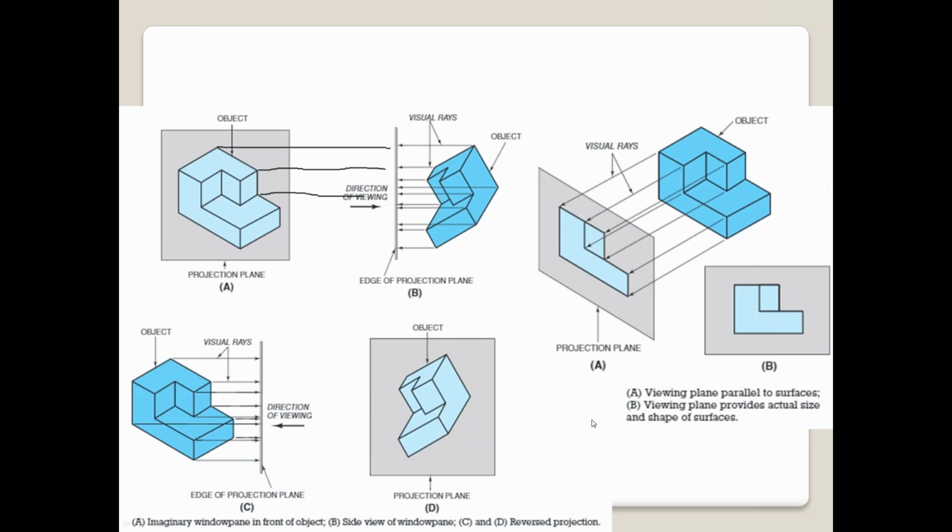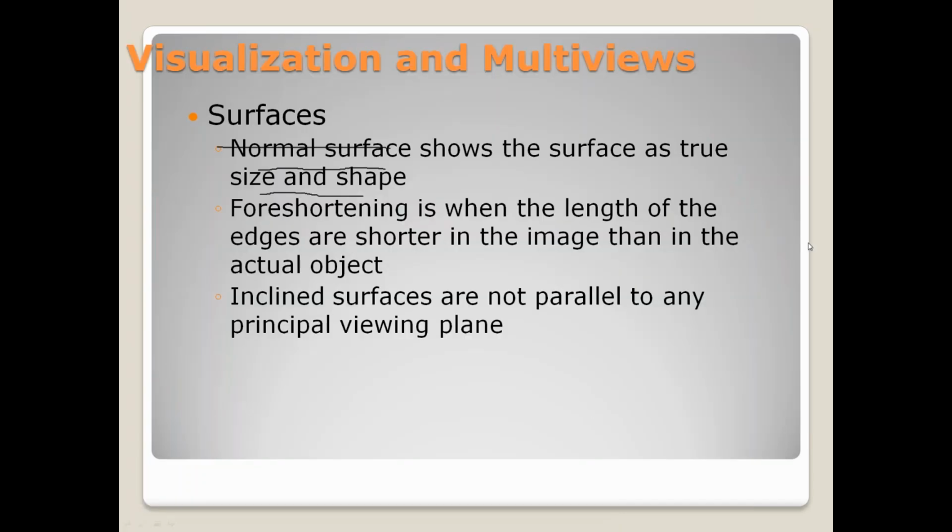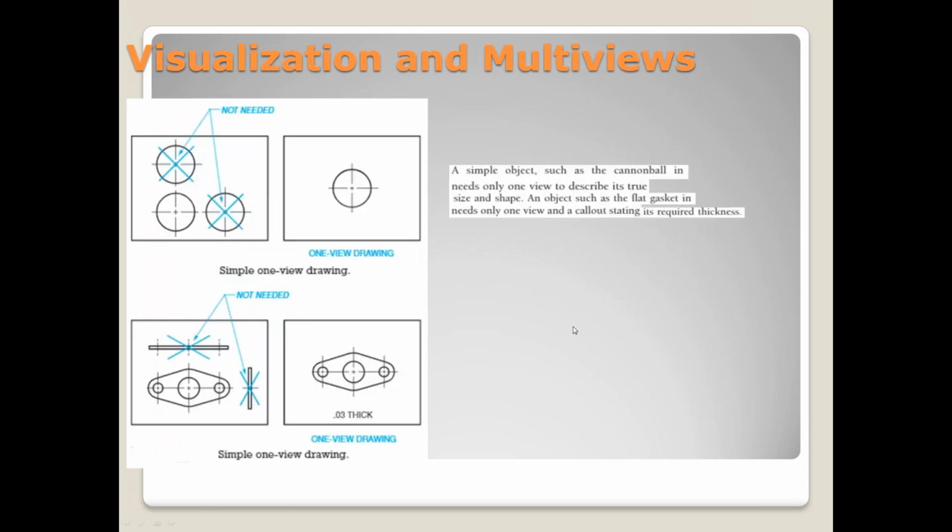If we continue to the next example, let me clean everything up. Here, as you can see, normal surfaces show the surface as true size and shape. Foreshortening is when the length of the edges is shorter in the image than in the actual object. Inclined surfaces are not parallel to any principal viewing plane. So what are all this normal, foreshortened, and inclined surfaces? Let's look at a simple one.